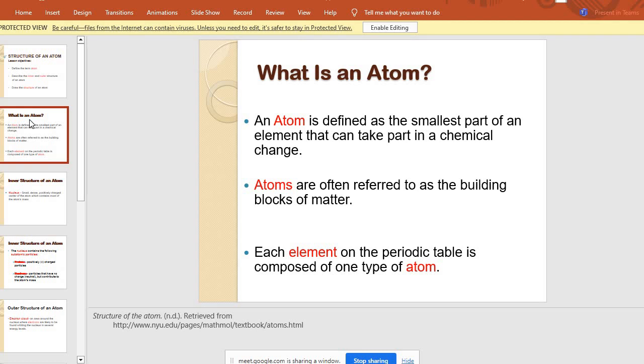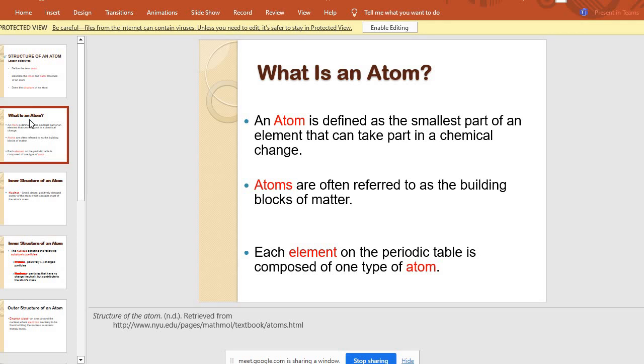Yes, so an atom is defined as the smallest part of an element that can take part in a chemical reaction, or what we call a chemical change. And atoms are often referred to as the building blocks of matter. By saying building blocks, we mean that there's no chemistry that can occur without the atom, because the atom is what builds elements, and elements come to compounds and mixtures and what have you. So chemistry is nothing without the atom.